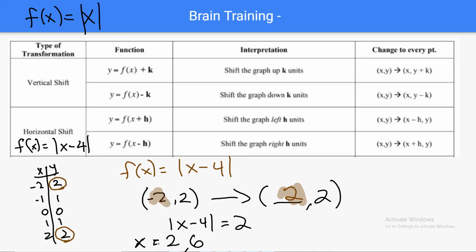Because we are adding 4, we're actually moving the whole thing. We're shifting this thing to the right h units. So horizontally, minus means right. Plus means left. So you have to kind of think opposite here.